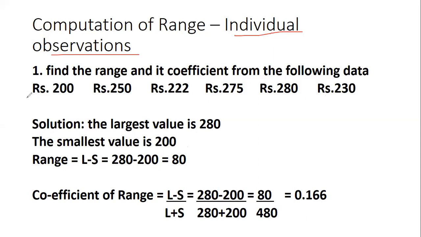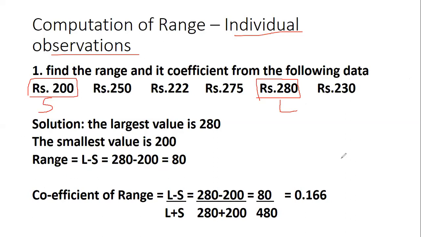Now in this series, let us check which is the largest value. 200, 250, 222, 275, 280, 230. By observation, you can say 280 is the largest number. And now, let's find out the smallest number. Again by observation, you can easily say 200 is the smallest number. So there is one largest number and one smallest number in the given series.